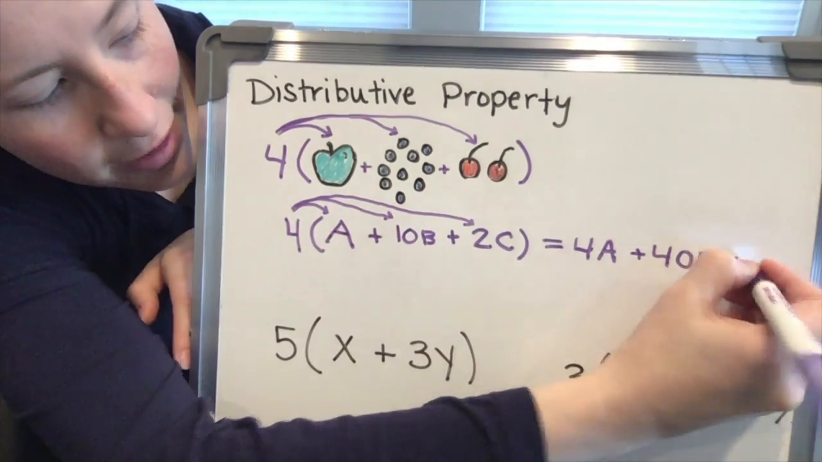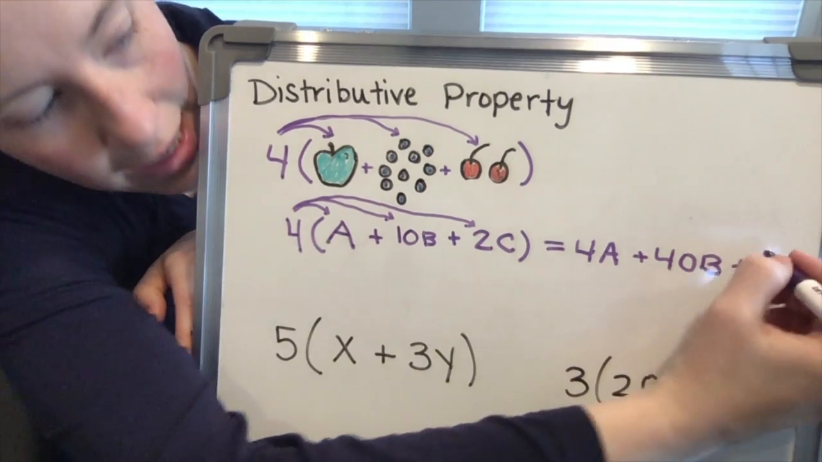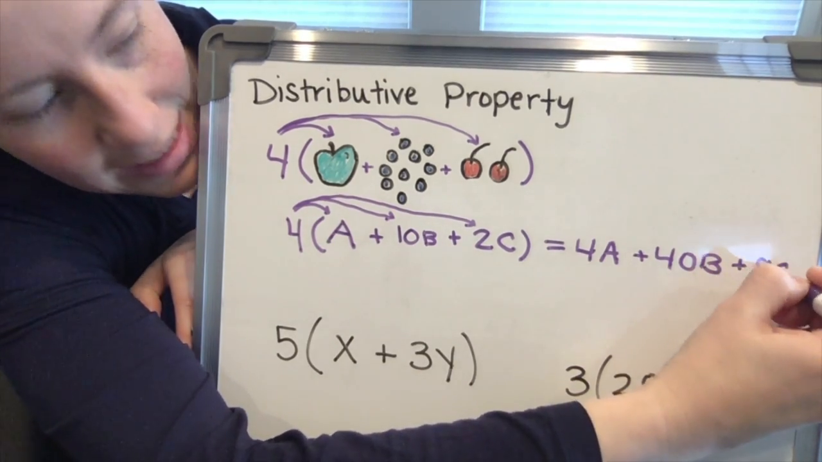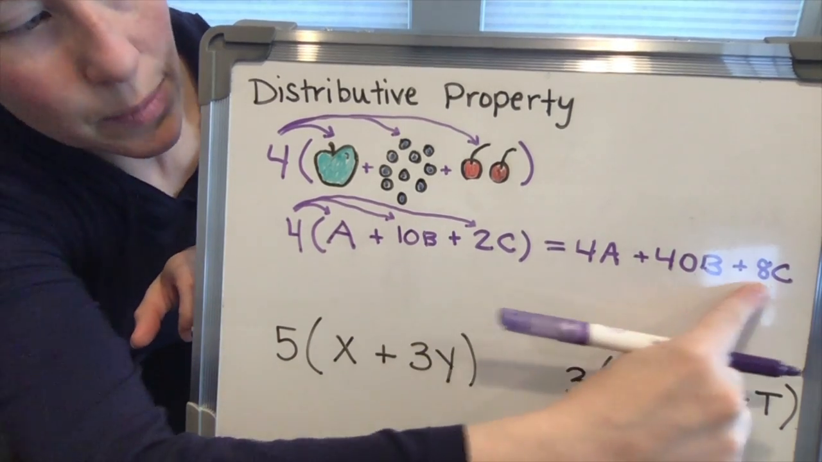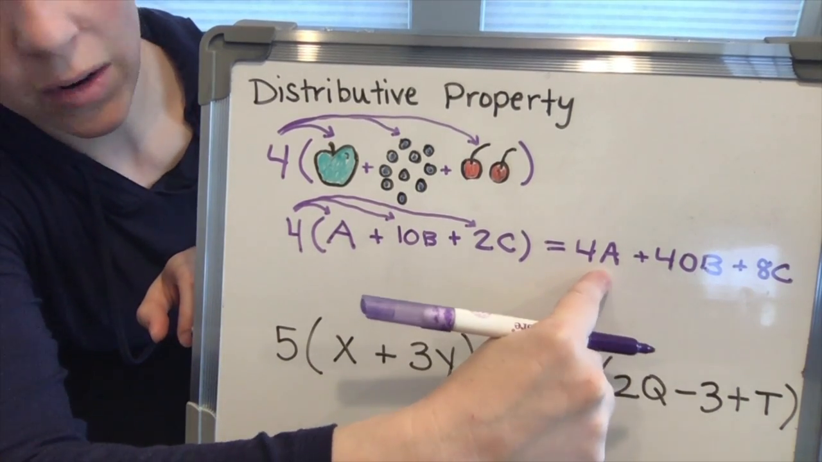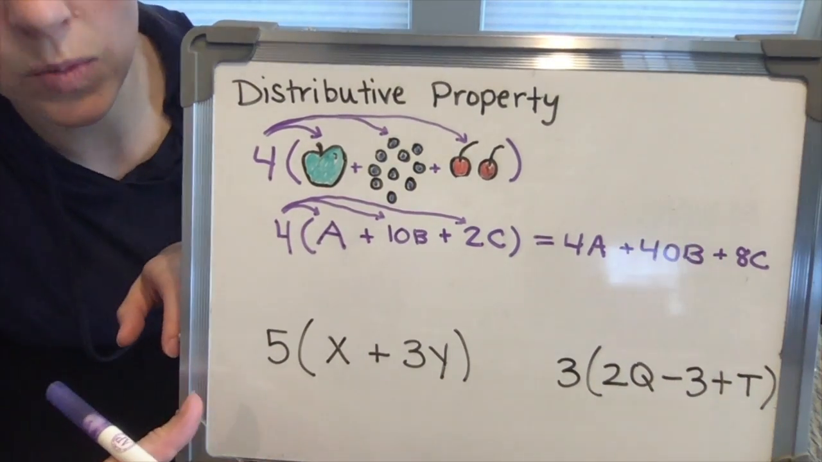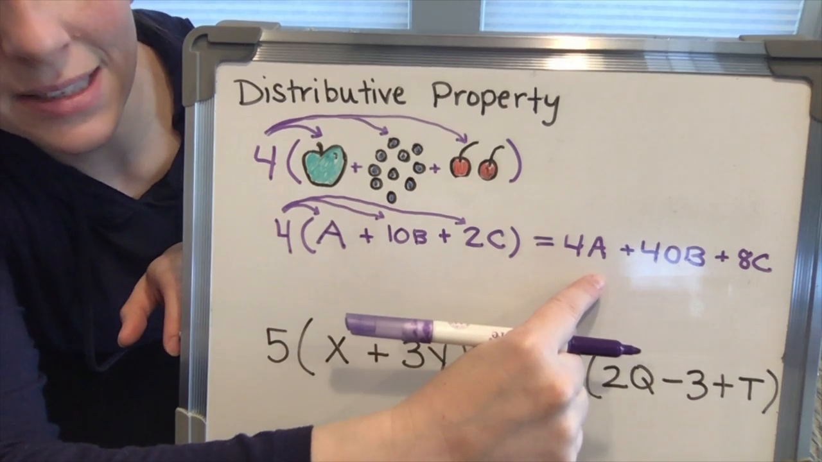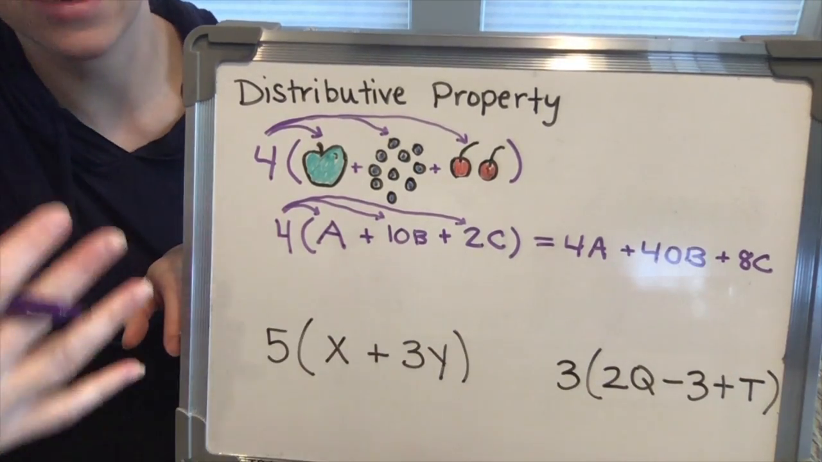And then we're going to add our last ingredient, 4 times 2 cherries, or 4 times 2C, which gives me 8C. And that is my simplified expression. I can't simplify it anymore because we're not yet going to combine apples, blueberries, and cherries. In math, you can only add things when they are like terms, having the same variable. Since this has an A, this has a B, and this has a C, I can't combine them.